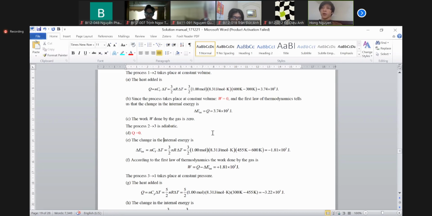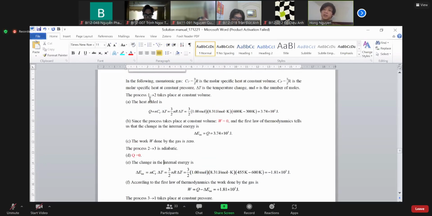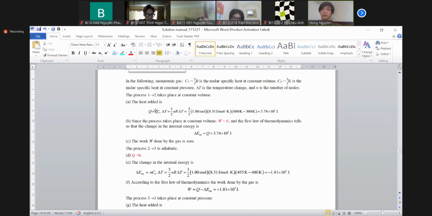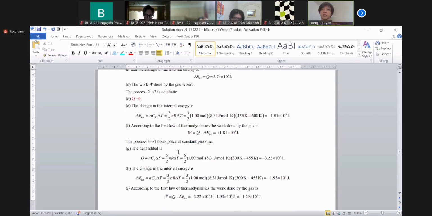So at any moment you can write it. This is applied for all processes. The change in internal energy can always be calculated with this formula. Only, for example, in the constant volume process, this Q also equals delta E, so it can be written as NCV delta T. So then, once again, according to the first law, we can calculate the work.